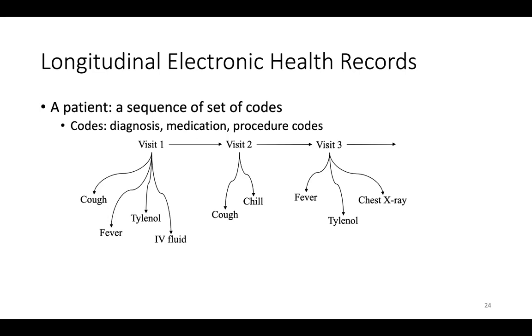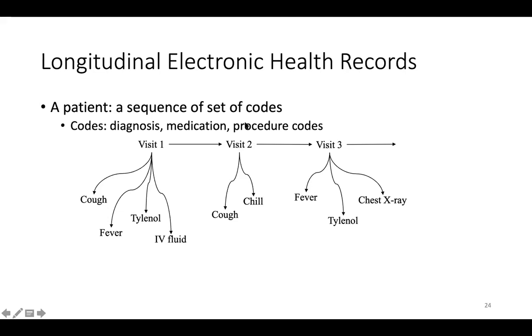And so you can think of individual outpatient visits as a set of medical codes. For example, here, these two codes are diagnosis codes. This is a medication code. This is a procedure code. And again, maybe a few years later, or maybe a few months later, you visit the hospital again because of cough and chill.